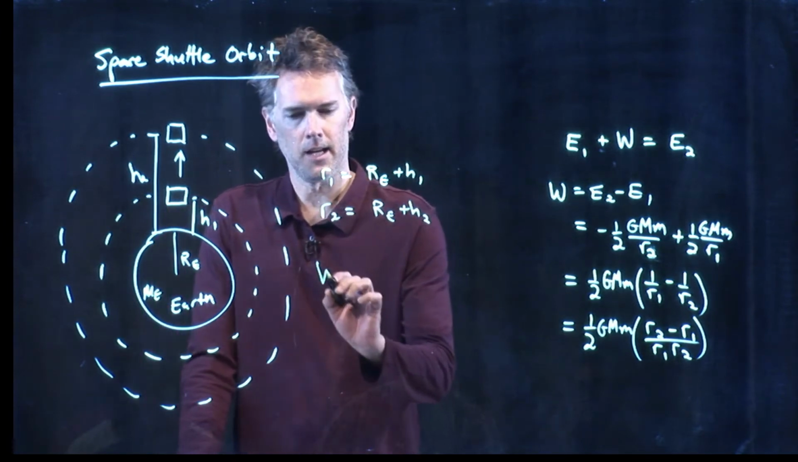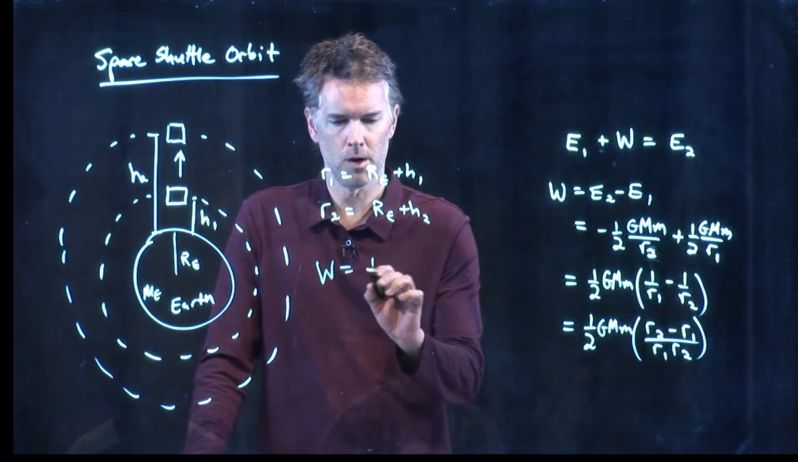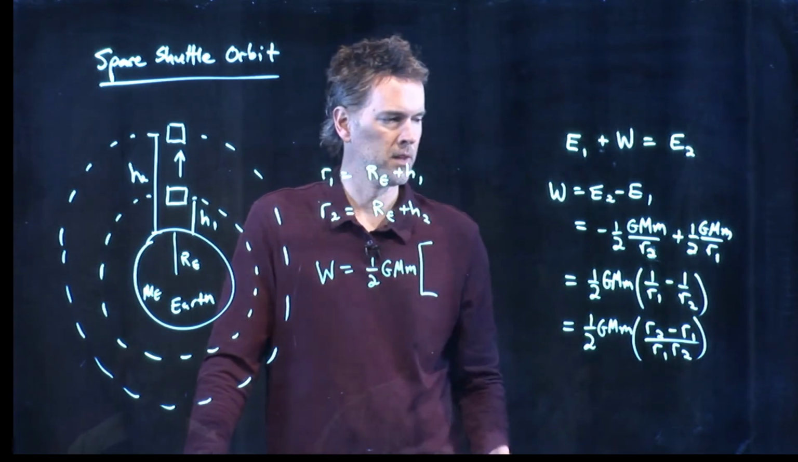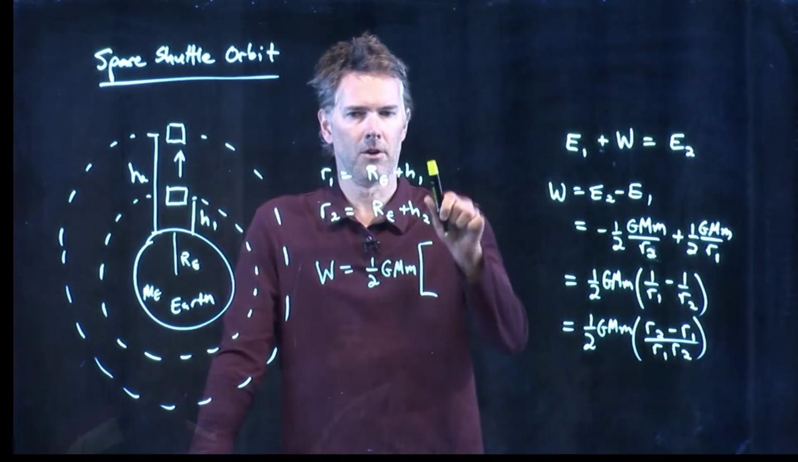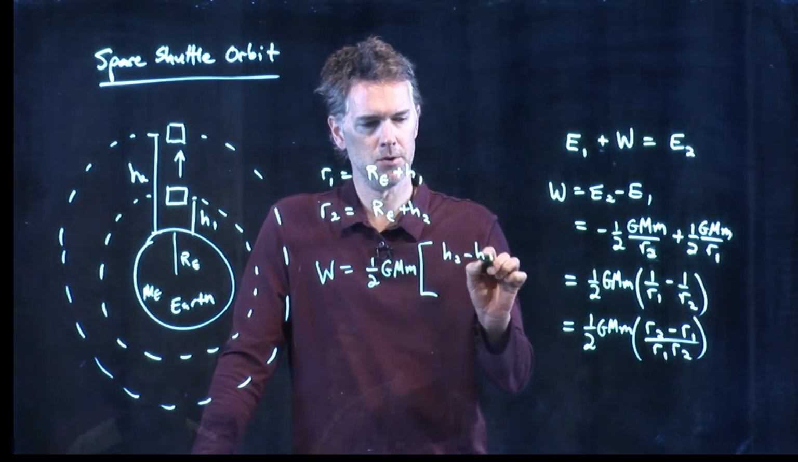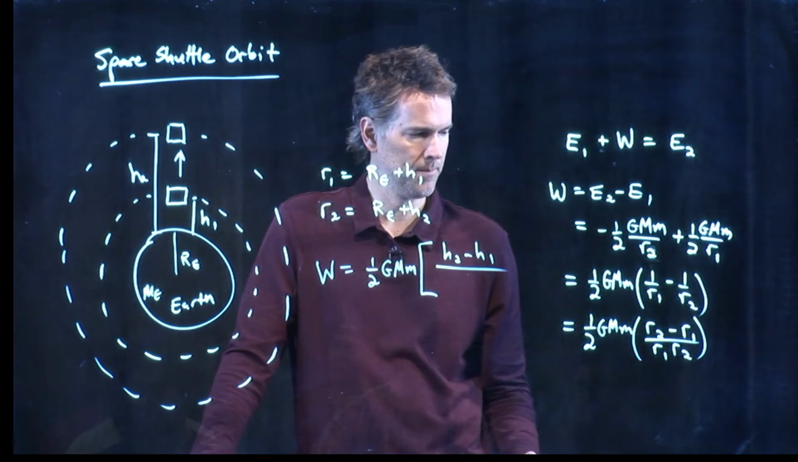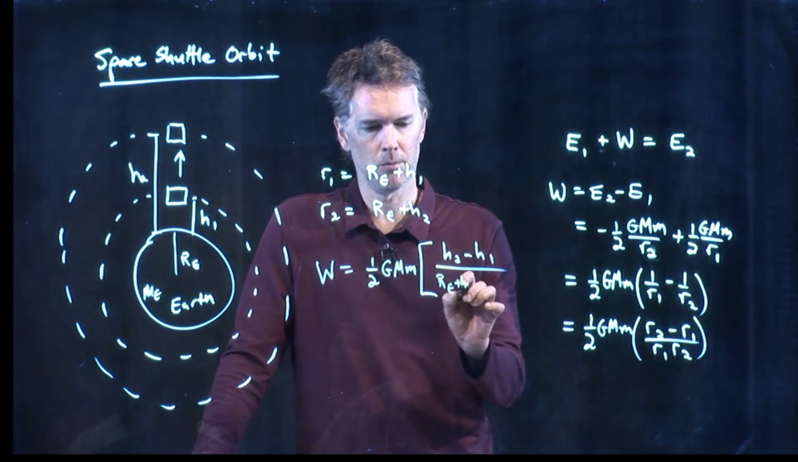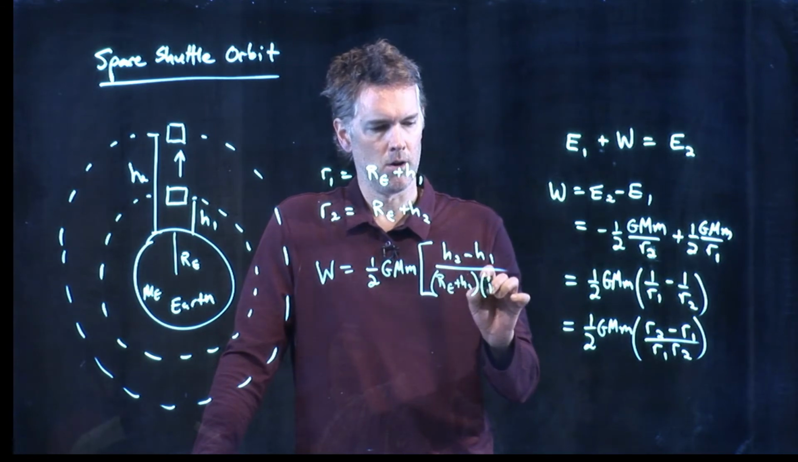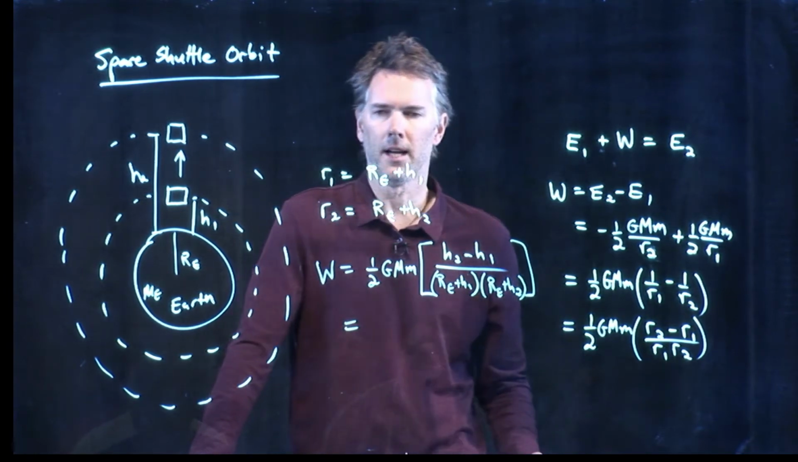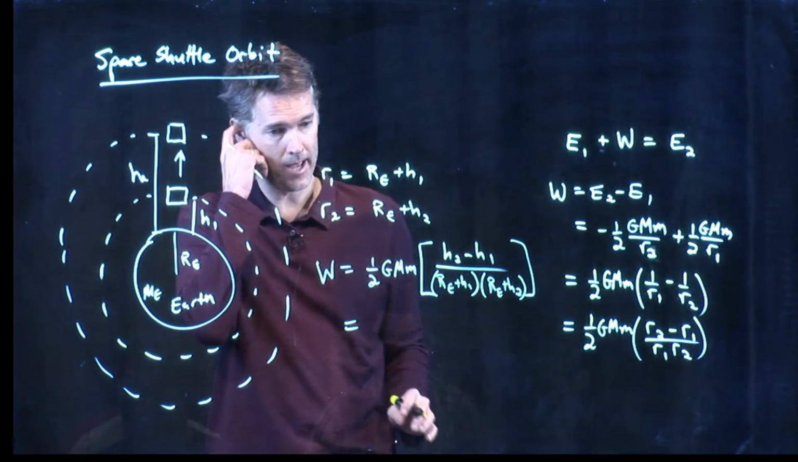And so finally I can calculate the work. It's 1/2 GMm times R2 minus R1. The R_Es are going to cancel out, and I get H2 minus H1. And in the bottom, we're going to have R_E plus H1, R_E plus H2. And now it's just plugging in a bunch of numbers. Okay, and we have all these numbers.